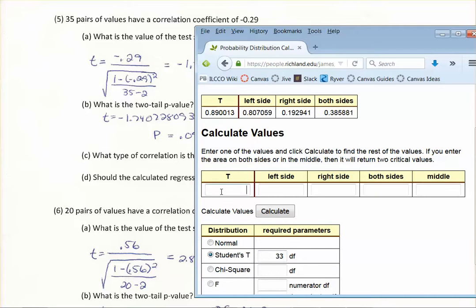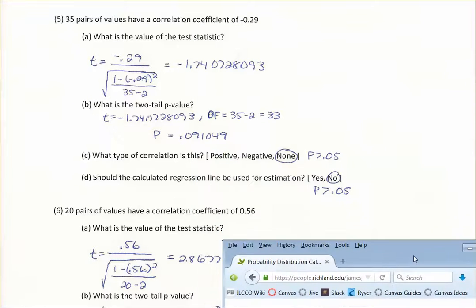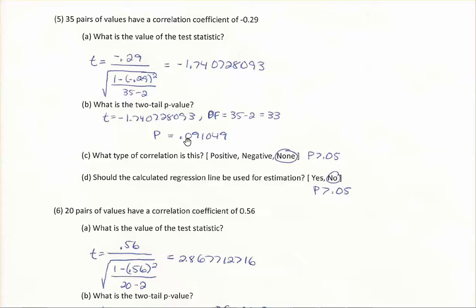Our t-value here is negative 1.7407280093. Click calculate, and we're using the both sides, and that's where we get this value right there. So the 0.091049, which is right there.